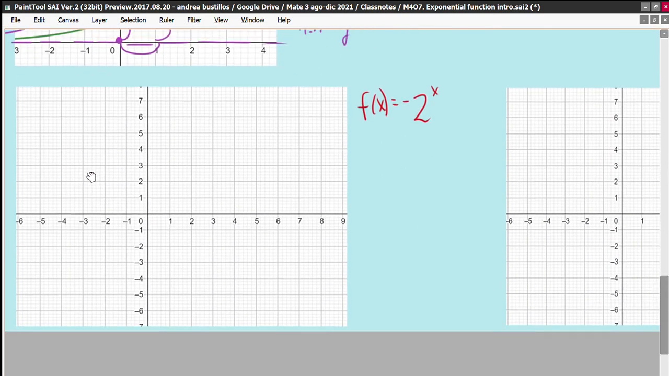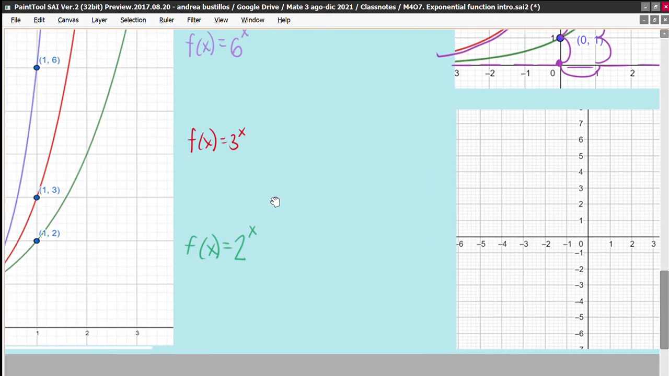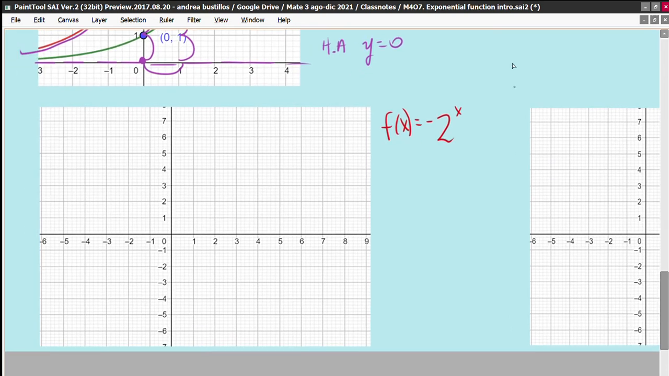Another example. Here, notice that the function is minus 2 to the power of x. But remember, the base is always positive. That means that this function has a minus 1 that is affecting the exponential, or the base. So this can be rewritten as minus 1 times the base to the power of x, meaning that a is minus 1 and the base is 2. So let's start graphing this function.